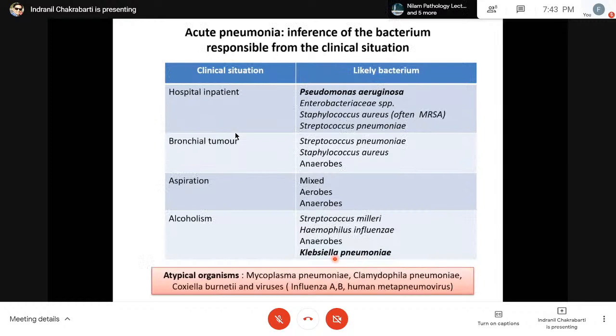in chronic alcoholics. So in chronic alcoholics, if a patient develops pneumonia and expectorates thick, mucoid, often blood-tinged sputum, one should think about Klebsiella pneumonia. Pneumonia can also occur due to certain atypical organisms like Mycoplasma pneumoniae, Chlamydophila pneumoniae and others.